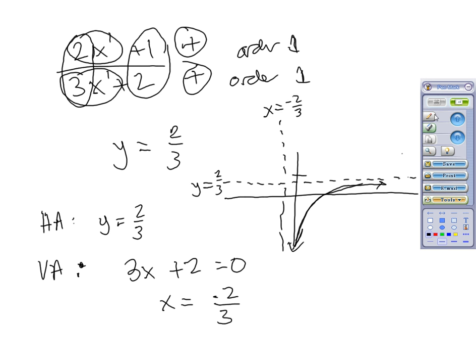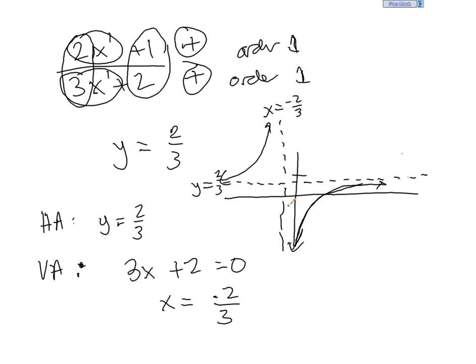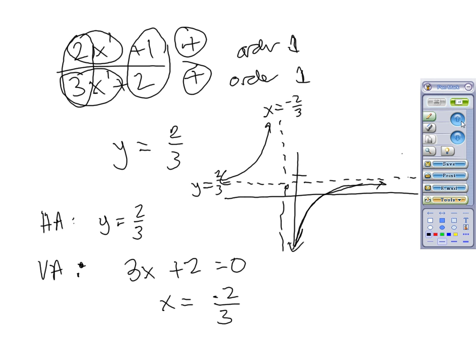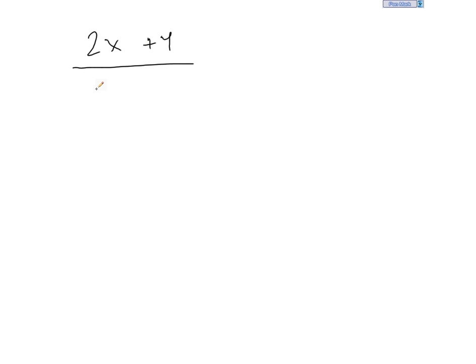It kind of looks like this, and it kind of looks like this one over here. So they're mirror images of one another over this point right here. Okay, so that's what our function would look like. What if we had different orders? So what if we had 2x plus 4 over x squared minus 3?